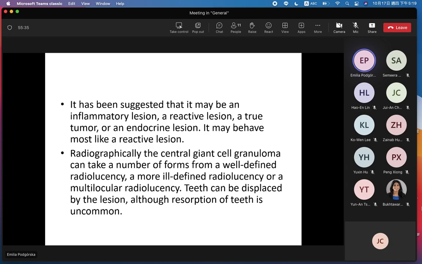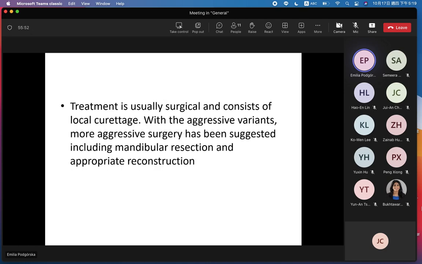Radiographically, the central giant cell granuloma can take a number of forms, from a well-defined radiolucency, a more ill-defined radiolucency, or a multilocular radiolucency. Teeth can be displaced by the lesion, although resorption of teeth is uncommon. Treatment is usually surgical and consists of local curettage. With the aggressive variants, more aggressive surgery has been suggested, including mandibular resection and appropriate reconstruction.